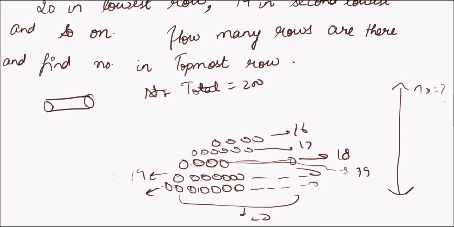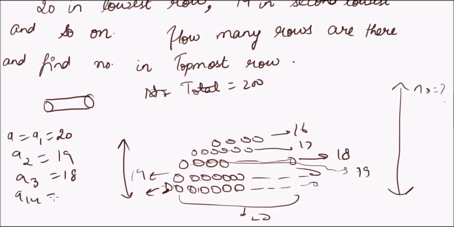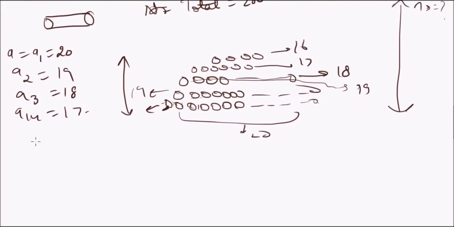So clearly this is an AP, because there is a decrement of 1 on moving from bottom to top. Let this be the first term of the given AP, that is a, or a1, is 20. So the second term is 19, third term is 18, fourth term is 17, and so on. Thus the common difference d is nothing but minus 1, because we have a decrement of 1 on moving from bottom to top.